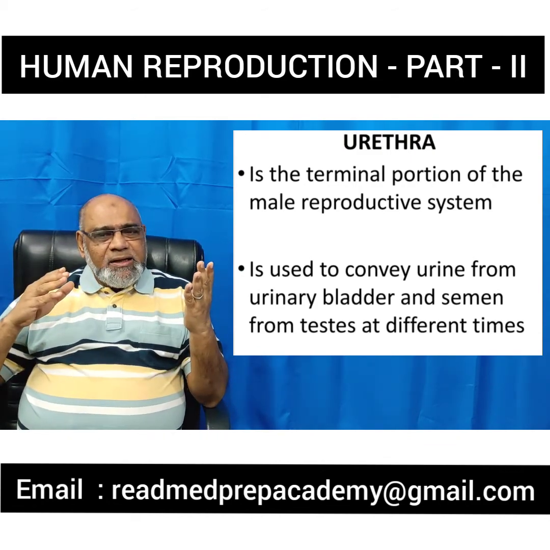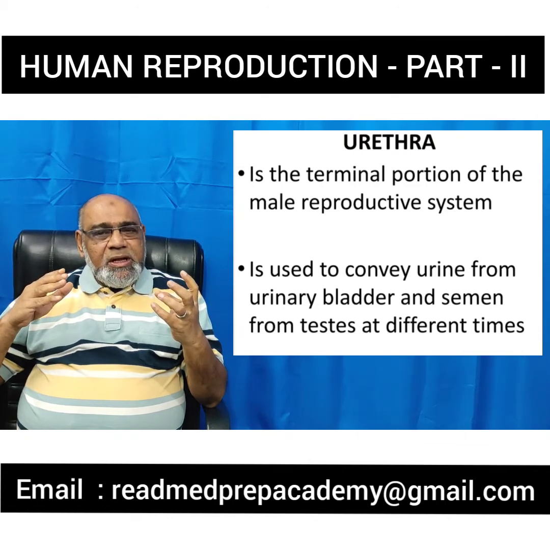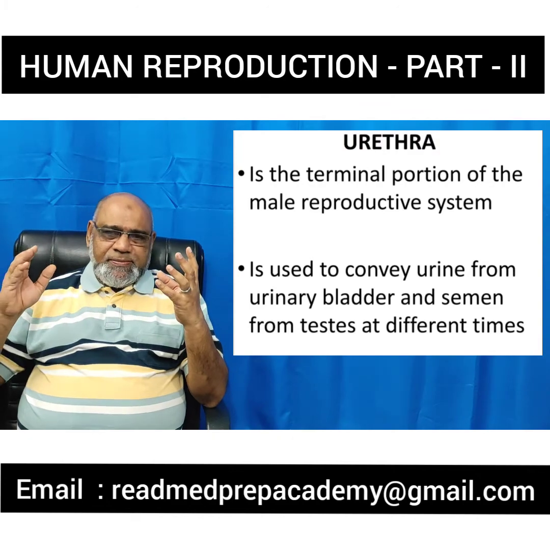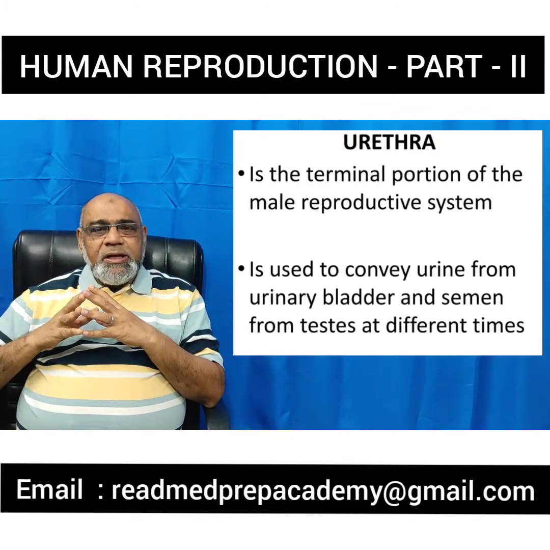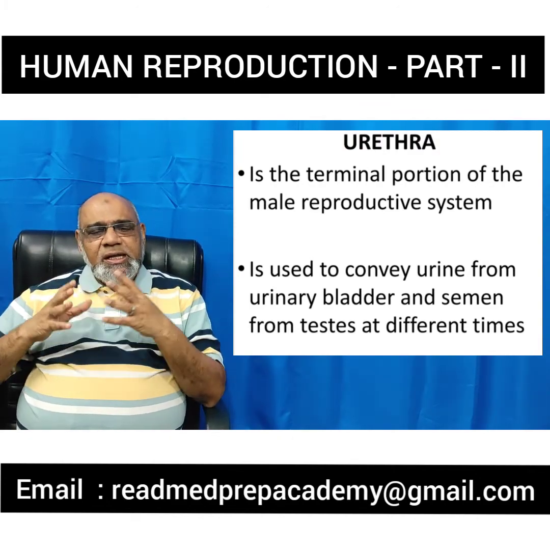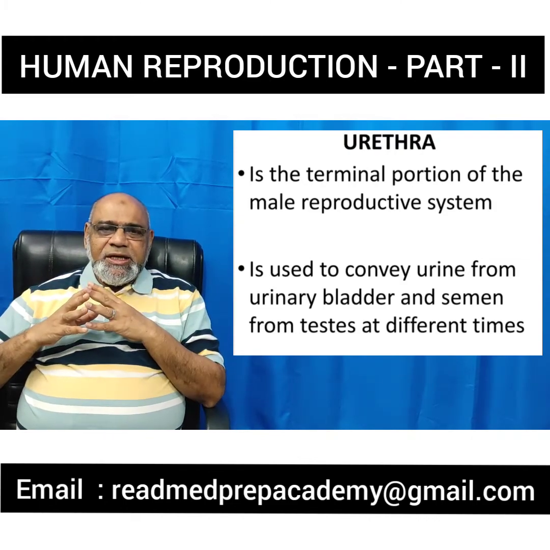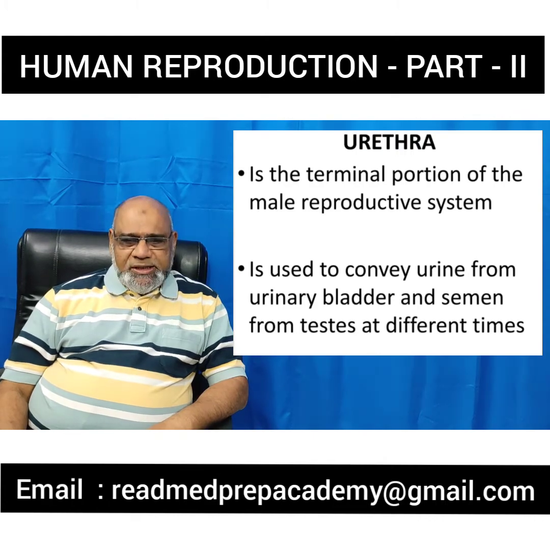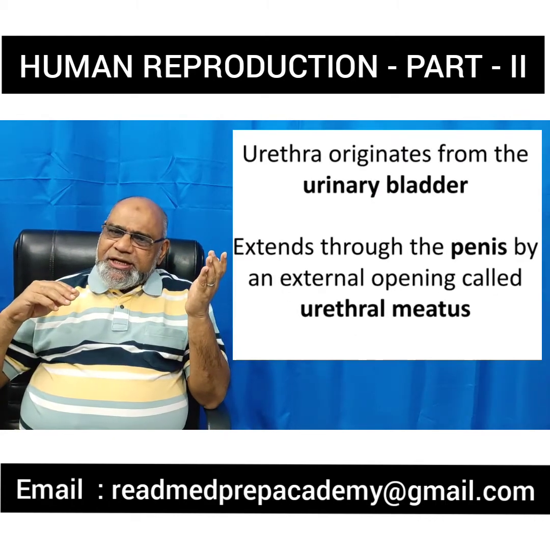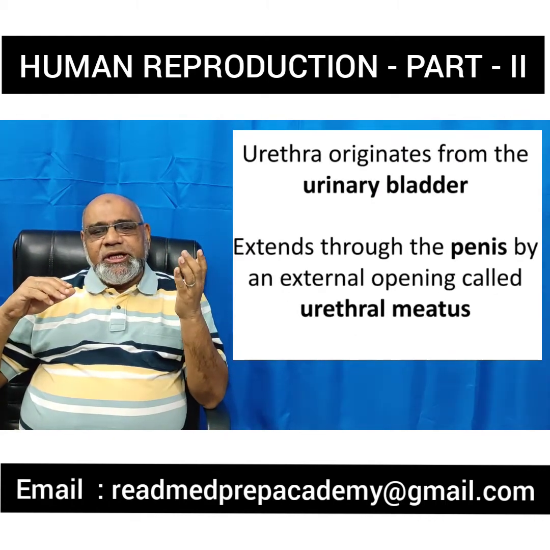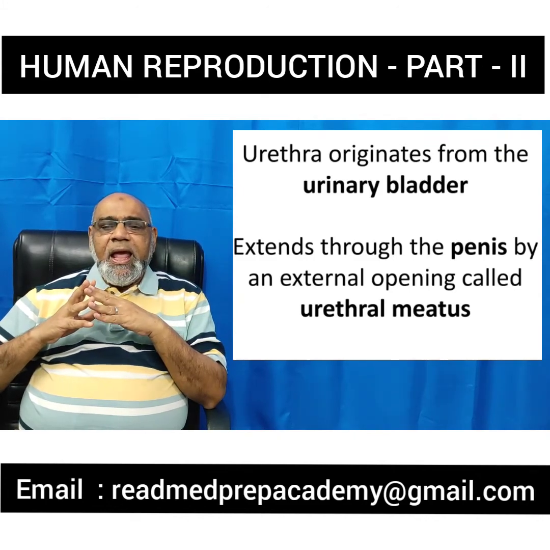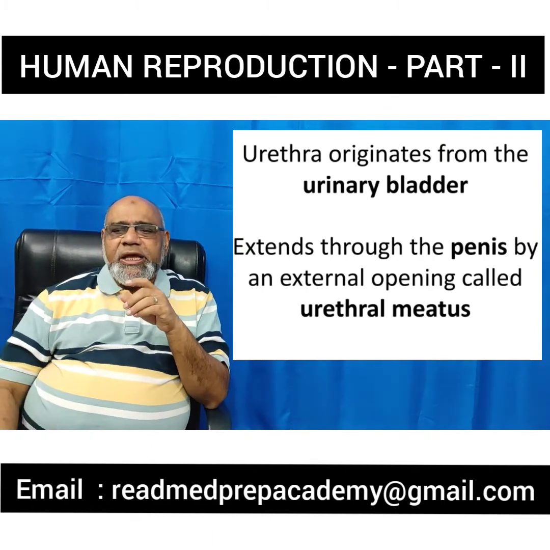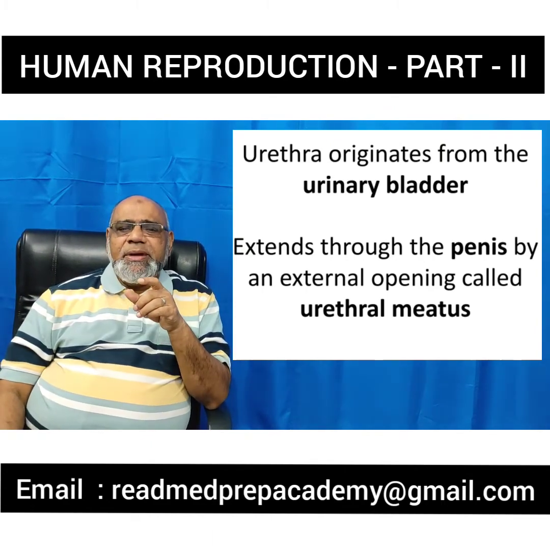Urinary bladder contracts and it ejects the urine during micturition, whereas during copulation the semen from the testis is ejected, or ejaculated, from the urethra. Where does it originate? It originates from the base of the urinary bladder, and it extends through the penis and opens out through the external urethral meatus.